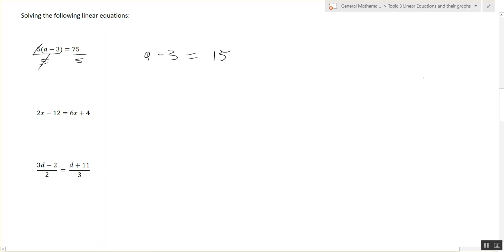Okay, so now we have A minus 3 equals 15. What do we do next? So we're going to add 3 to both sides. Why did we do that? To cancel out the negative 3. That gets rid of the negative 3. Does that make sense? So A is 18. Please copy it into your books.